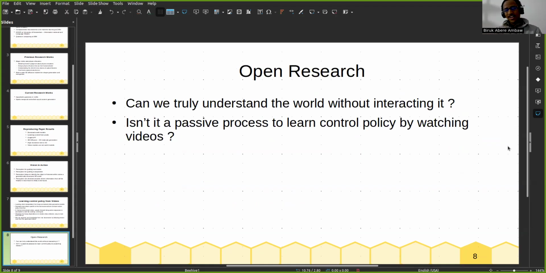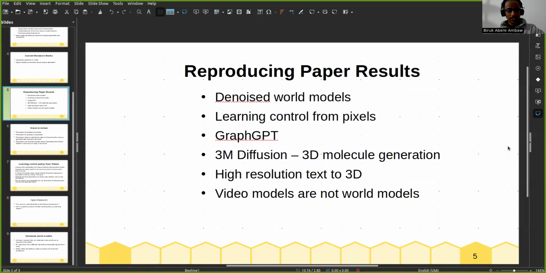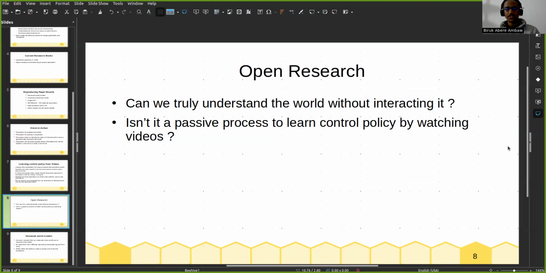It's open research: can we truly understand the world without interacting with it, right? Can we understand the world by only watching it? So it's a passive process. We're watching it, we are not actually interacting with it. So it's hard to learn control policies from videos. It's open research. Some of the papers that I'm reading, like not this one, but this one, video models and world models, are really related to this research.